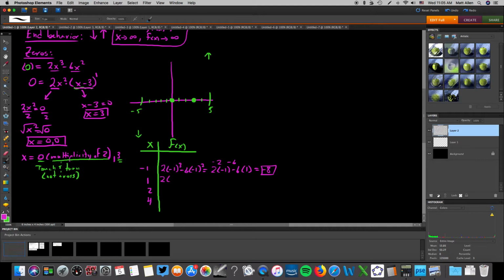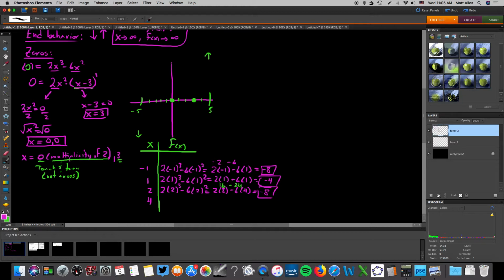Now plugging in 1, 2 times 1 cubed minus 6 times 1 squared. 1 to any power is itself, and anything times 1 is itself. So in this case, we get 2 times 1 minus 6 times 1 is really 2 minus 6, which is negative 4. So I'm going to box this as well. Now at 2, we start to get some larger values. 2 times 2 cubed minus 6 times 2 squared, looks like we get 2 times 8 minus 6 times 4, which comes out to be a 16 minus a 24. We get a negative 8 here, so we're going to box this.